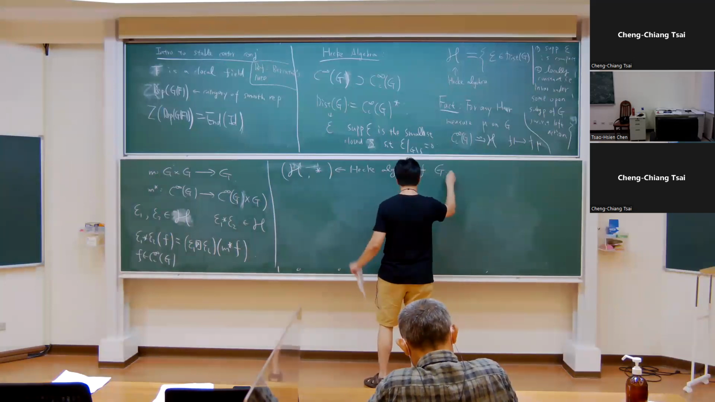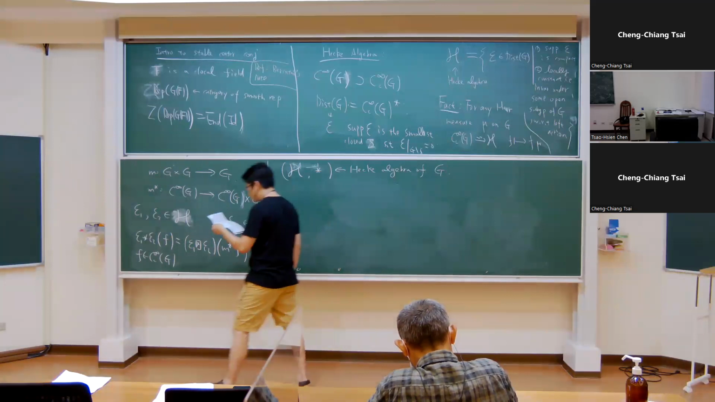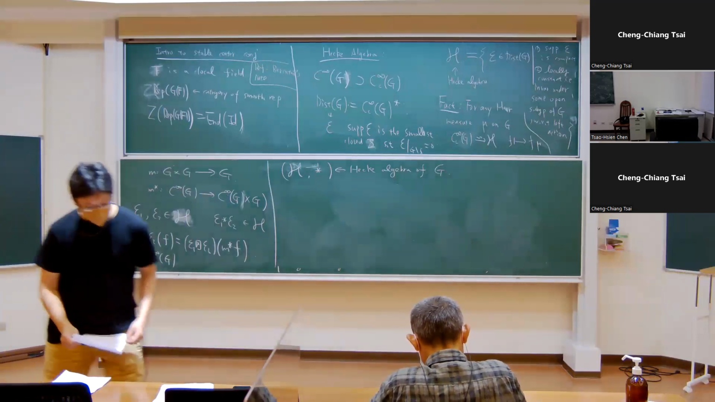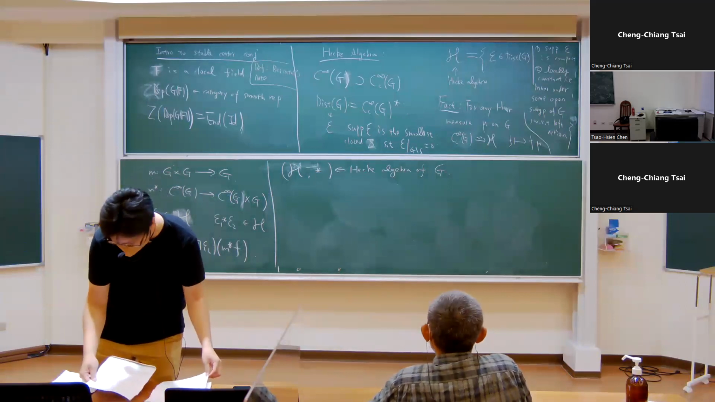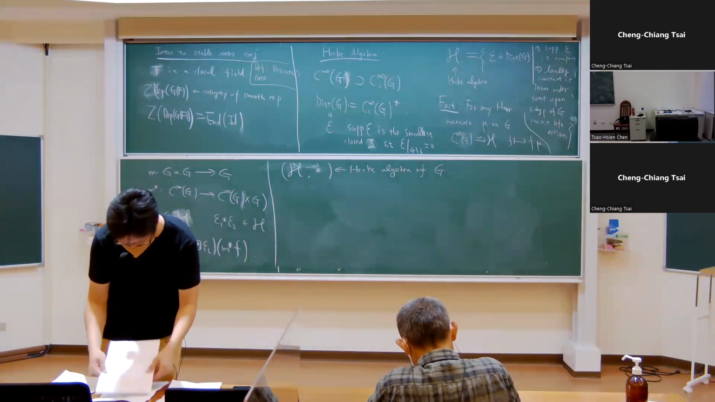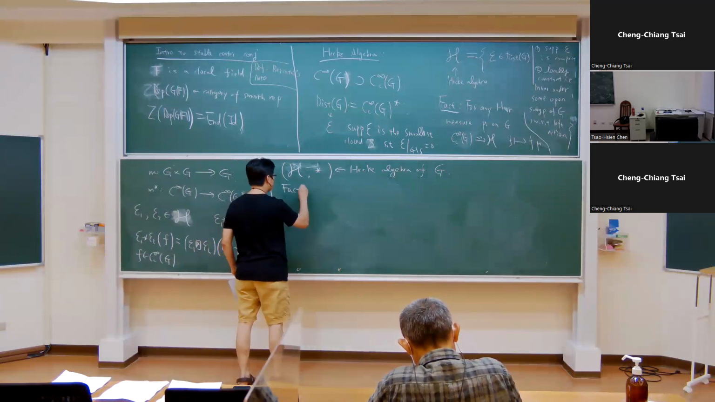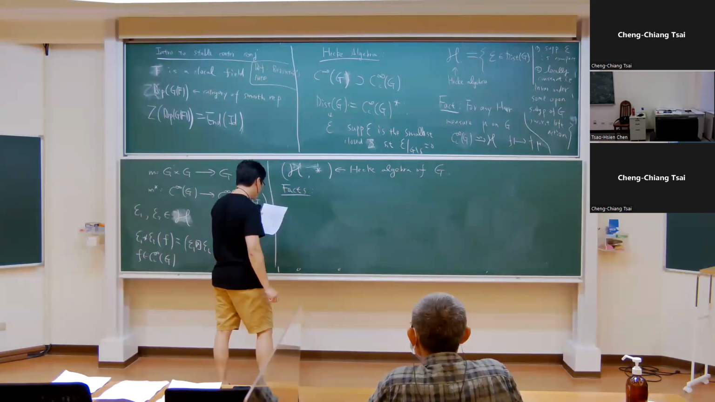This is called the Hecke algebra of G. And now the point is that we want to say that representations of this, some basic fact.